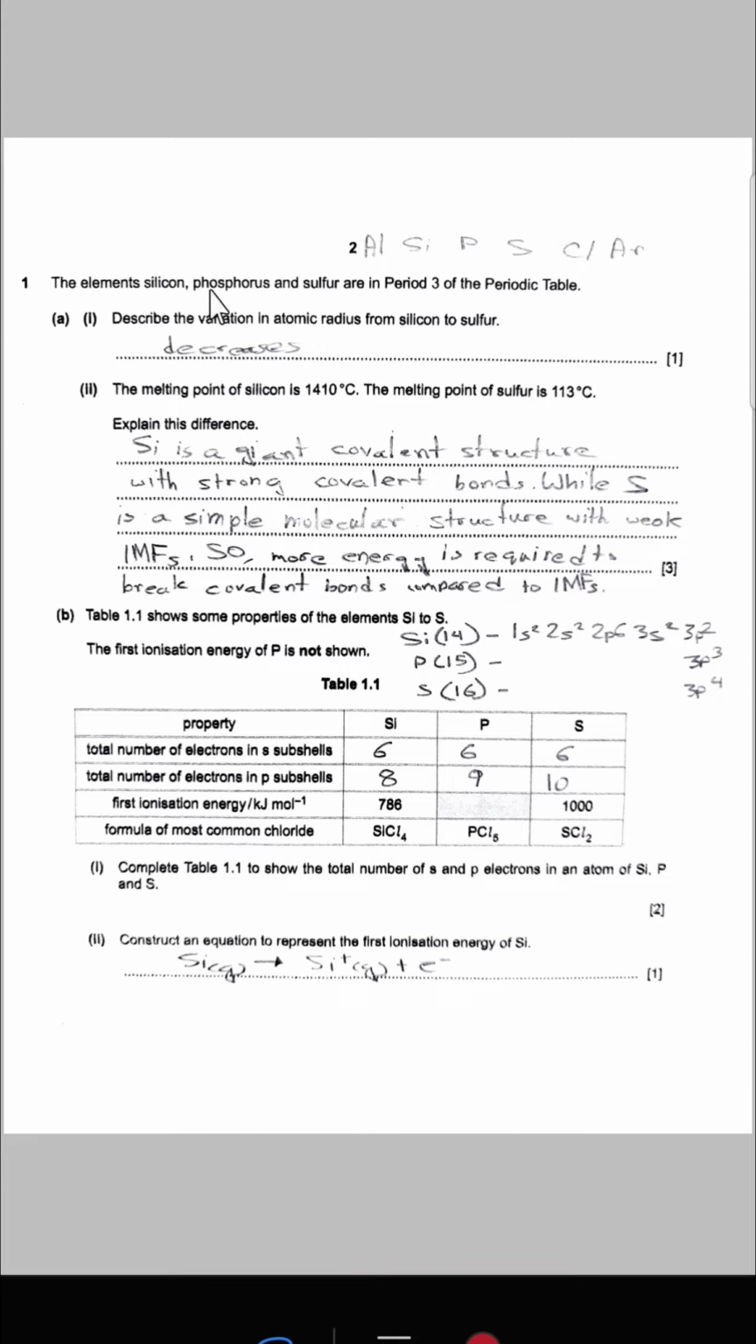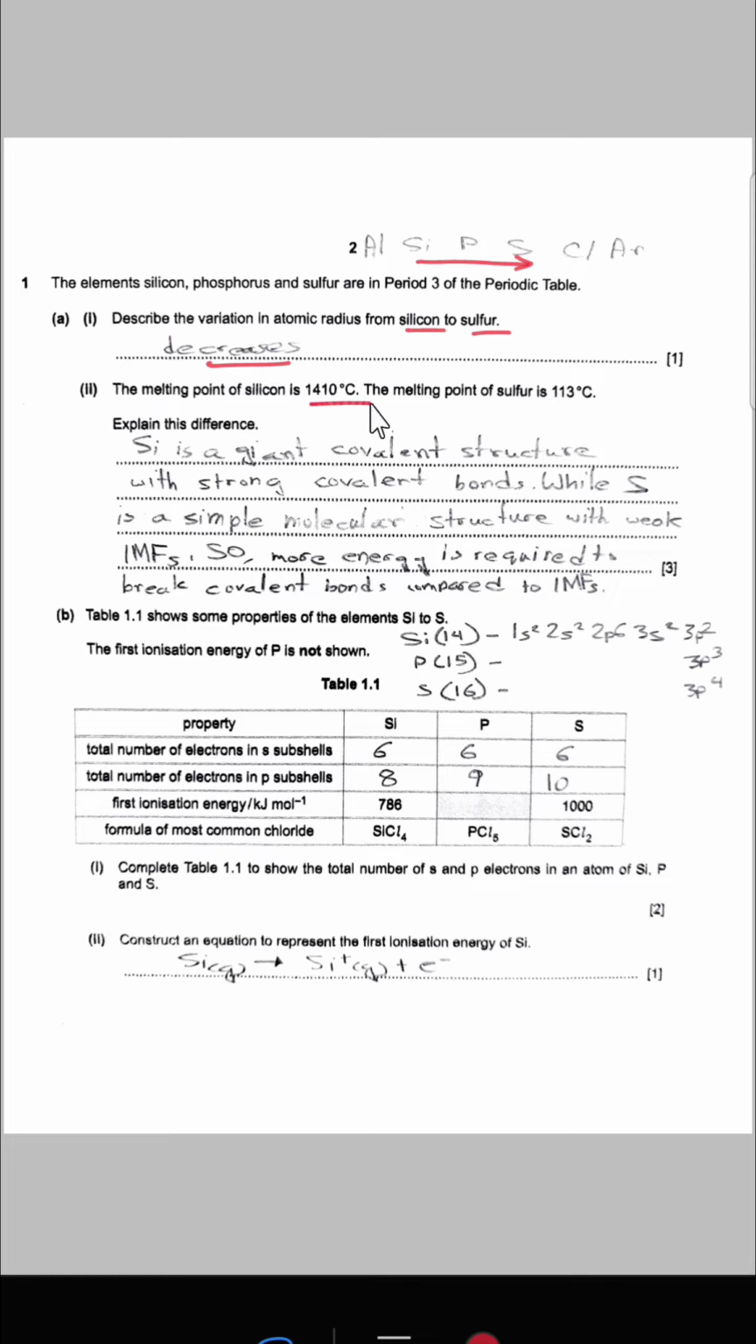The elements silicon, phosphorus and sulfur are in period 3 of the periodic table. Discuss the variation in atomic radius from silicon to sulfur. These are all period 3 elements, and from silicon to sulfur, as the number of protons increases, nuclear attraction increases and so atomic radius decreases.